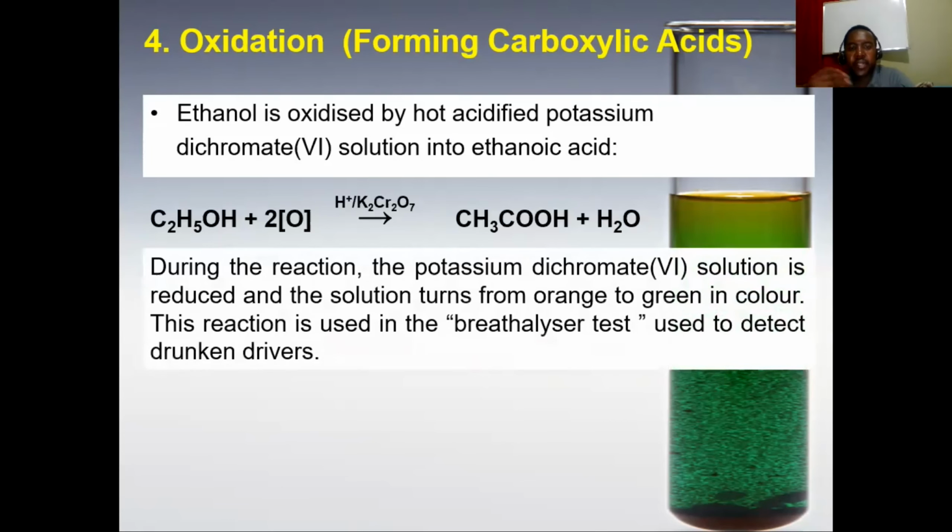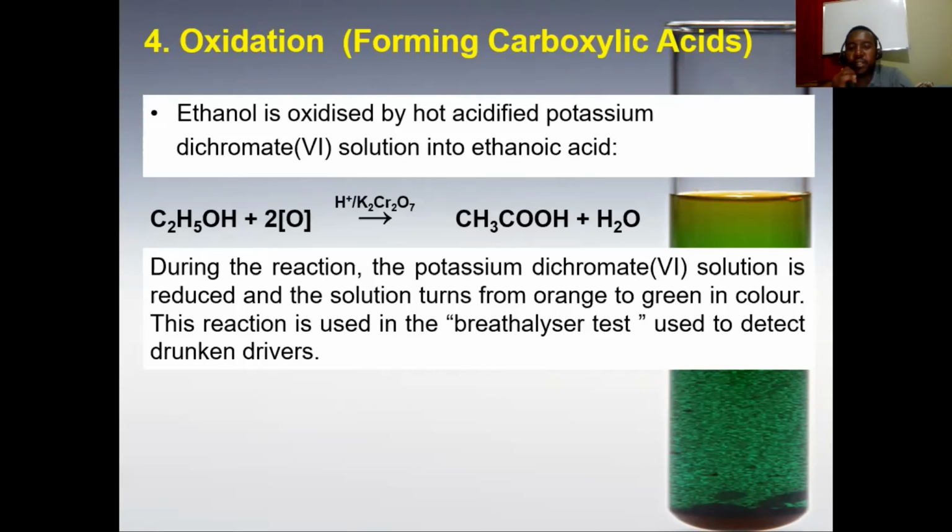All right, so during this reaction, the potassium dichromate is reduced, and the solution turns from orange to green in color. This reaction is used in the breathalyzer test used to detect drunk drivers. Right? So the level of alcohol that's present will give a variation in your color change. And that variation in color change is what they use to determine if you're above the alcohol limit or below it.